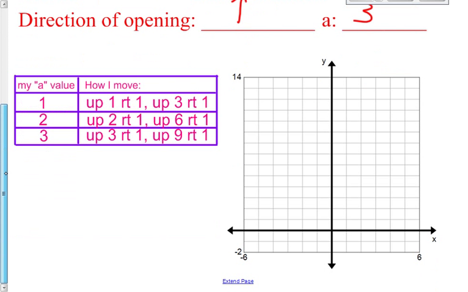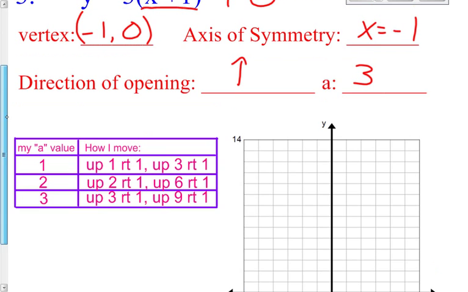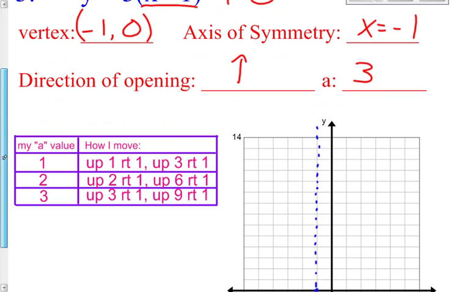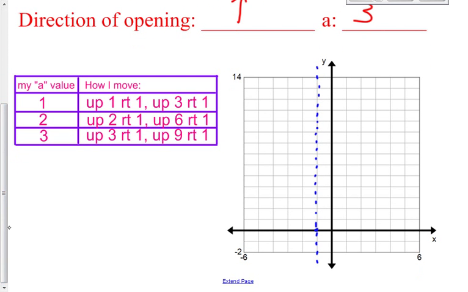So with that, I graph this. Where's my vertex again? At (-1, 0), I have a point. My axis of symmetry is the line x equals negative 1. Yep, x equals the x coordinate, x equals negative 1. And then I know that my a value is a positive 3, so I'm going to do what's written under when my a value is 3. I'm going to go up 3, 1, 2, 3, right 1, and then I'm going to go up 9, right 1: 1, 2, 3, 4, 5, 6, 7, 8, 9. So there is the right side of my parabola.